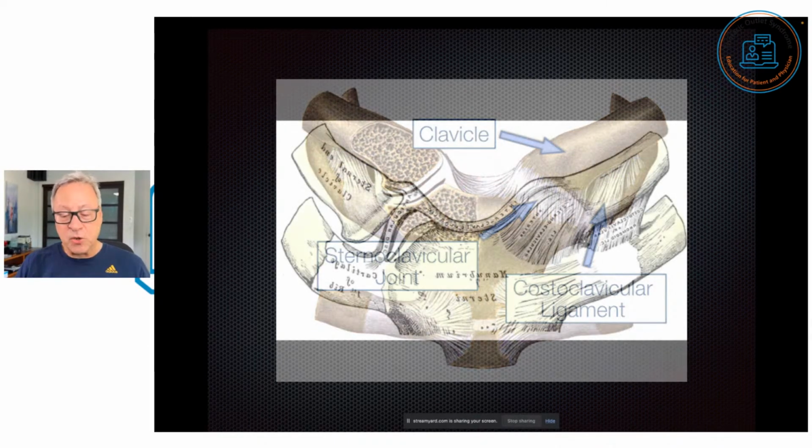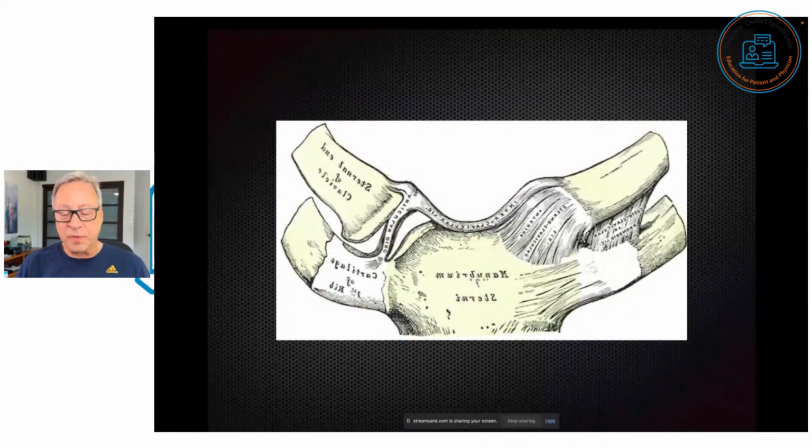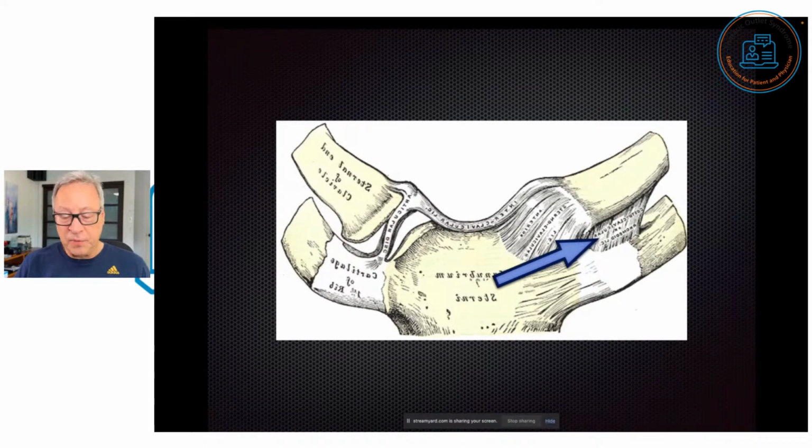Here's just another picture of it reversed. You'll see the text looks reversed here, but this is merely to show another example of the costoclavicular ligament starting on the first rib and going up to the medial aspect of the collarbone.